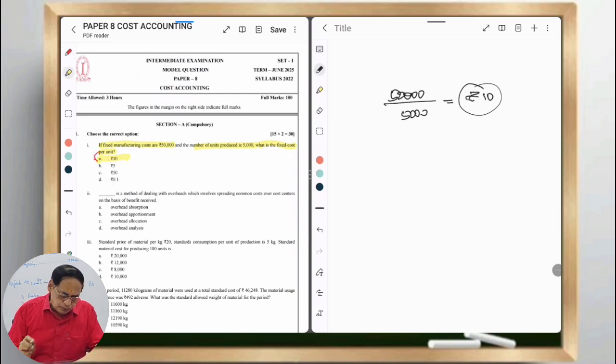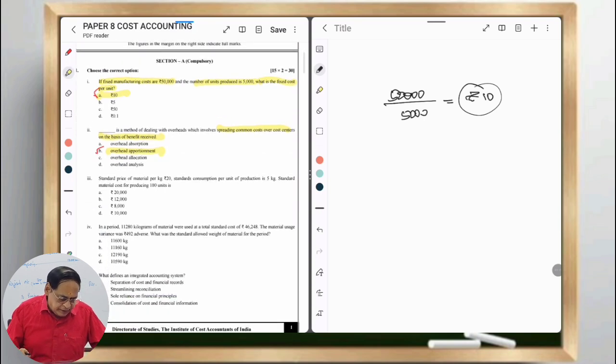And then question number 2. Dash is the method of dealing with overheads which involves spreading common cost over cost centers on the basis of the benefits received. Actually, overhead apportionment is a method of dealing with and spreading common cost over cost centers on the basis of the benefits received. So, overhead apportionment is the correct answer. So, B is the correct answer. Please make note of it.